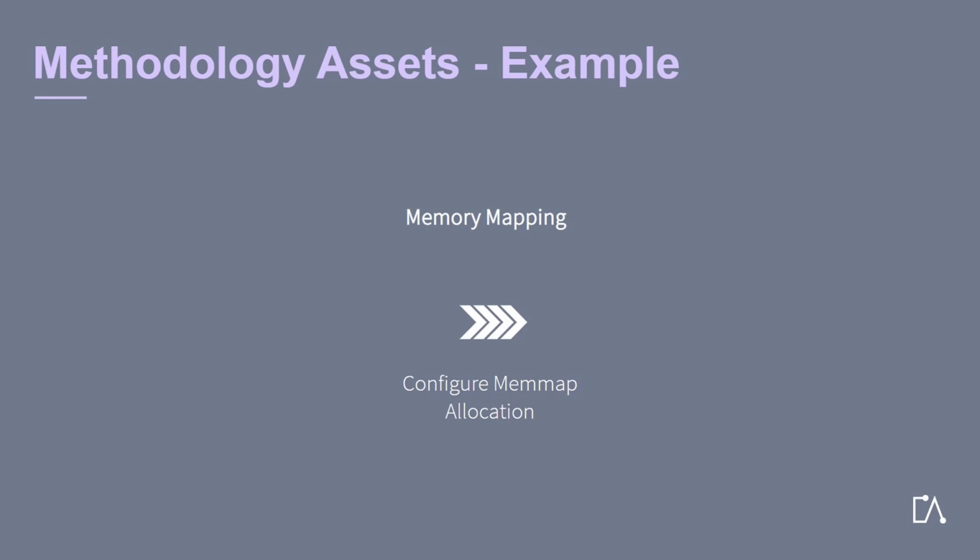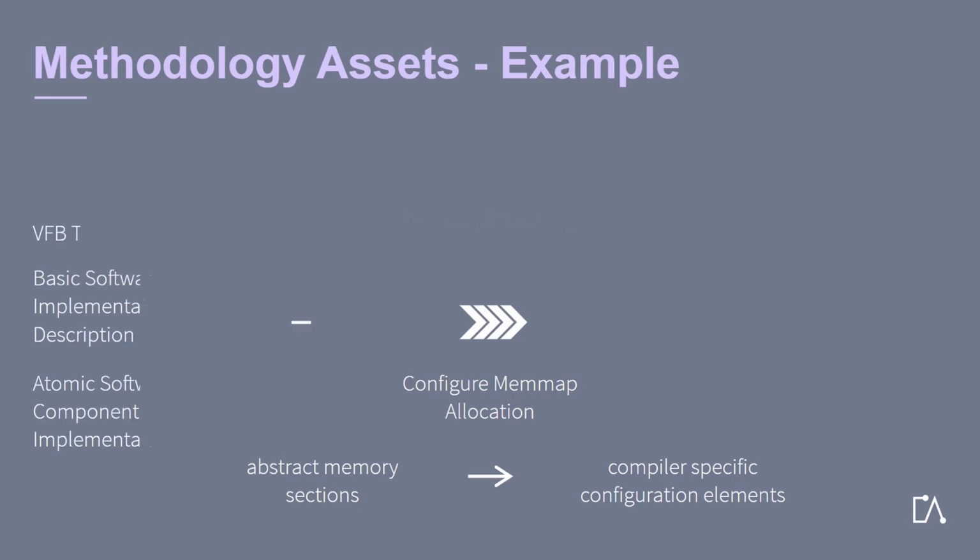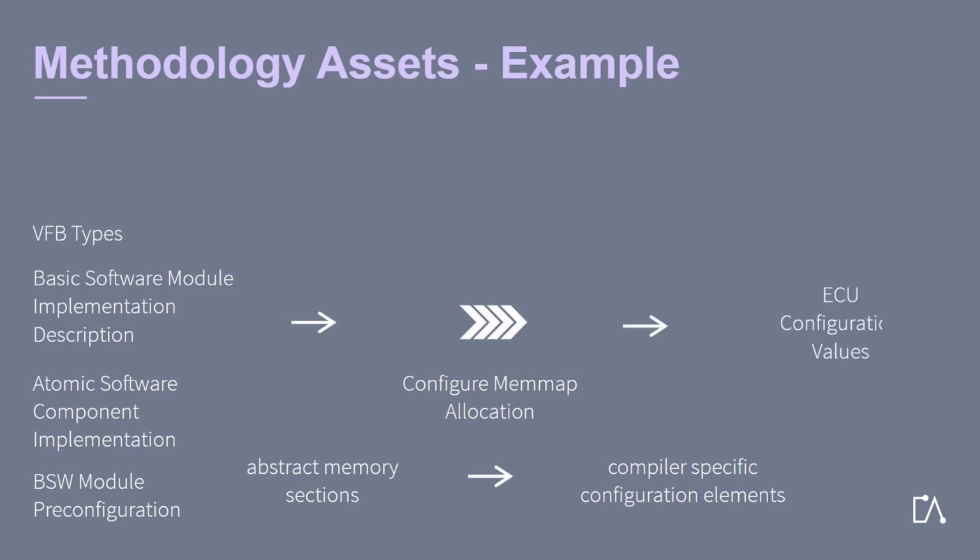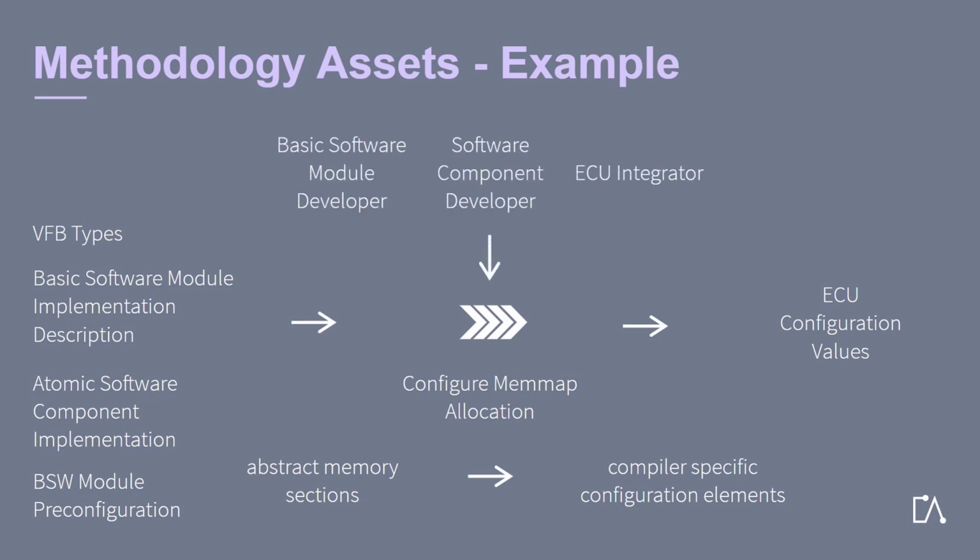Memory mapping allocation defines a mapping between abstract memory sections used in basic software or software components code, and compiler-specific configuration elements. The abstract sections are identified via links to input files. The compiler-specific configuration is given as a pre-configured configuration. The output is to be used for generating memory mapping headers during ECU integration, as well as for basic software and software component compiling and linking in local environments. This task is performed by 3 different roles, but no tools are needed.